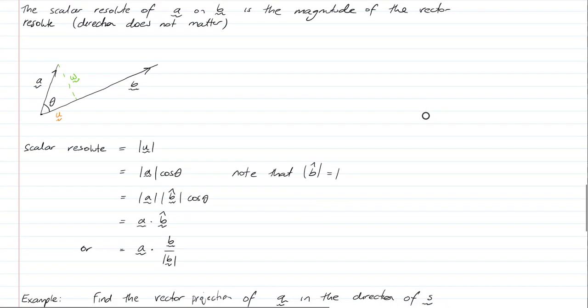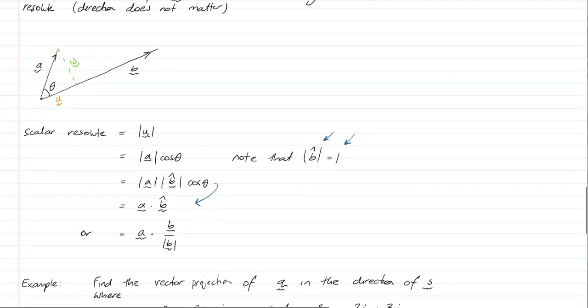The scalar resolute is the magnitude of U, which means it's the magnitude of A cos theta, and that is also the same as the magnitude of A times the magnitude of the unit vector B cos theta, because we know the magnitude of the unit vector B here is equal to 1. So again, this is one of those magical steps where you go, well, why would you do that? But we do that because it comes out nicely like this. This is our geometric interpretation of the dot product, where we go A dot B hat. And we could also write that down as A dot B over the magnitude of B.